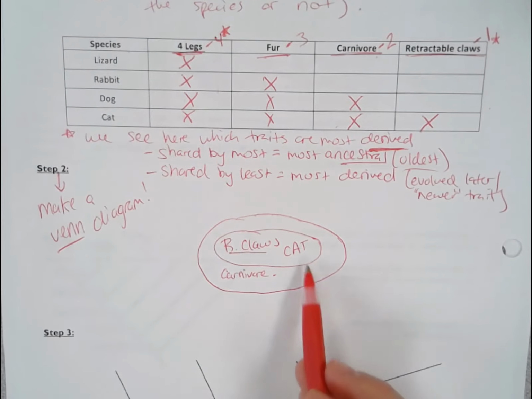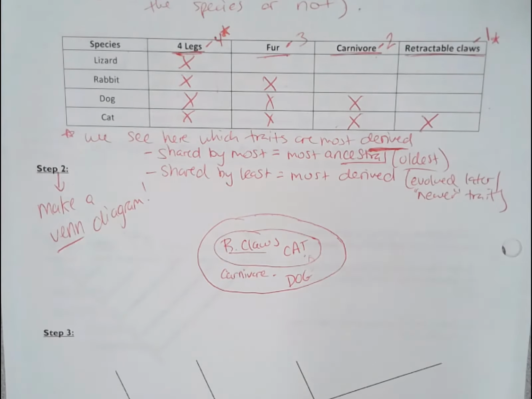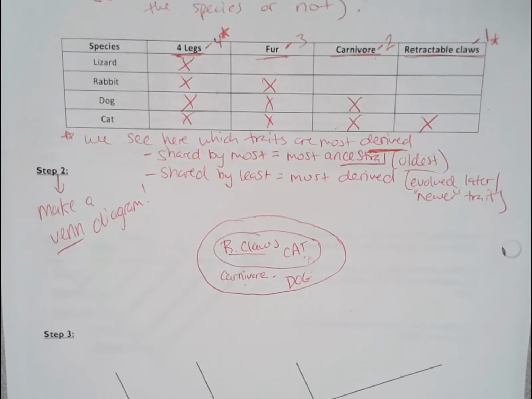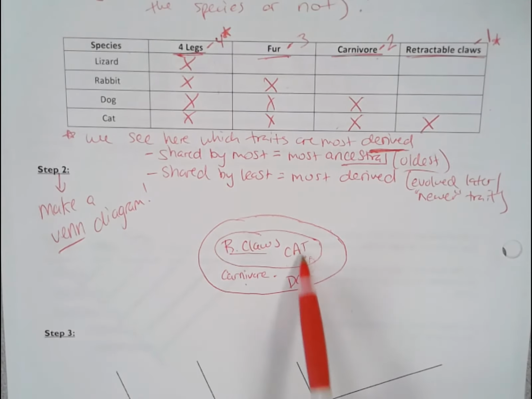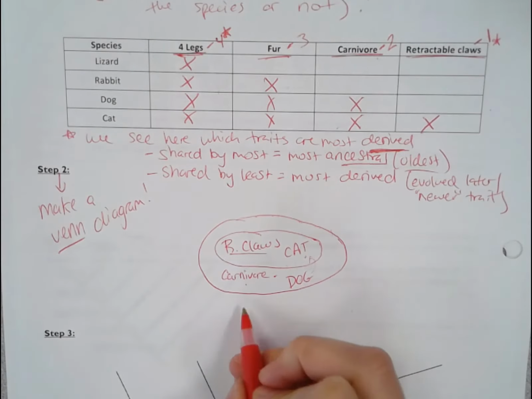Who is a carnivore besides the cat? The dog. So I'm going to write dog here. This also means that the cat also has this trait, right, is also a carnivore. Okay, so anything inside of this is almost like a Venn diagram overlap that both of these organisms have both of these things. Sorry, the dog has just carnivore, the cat has both.